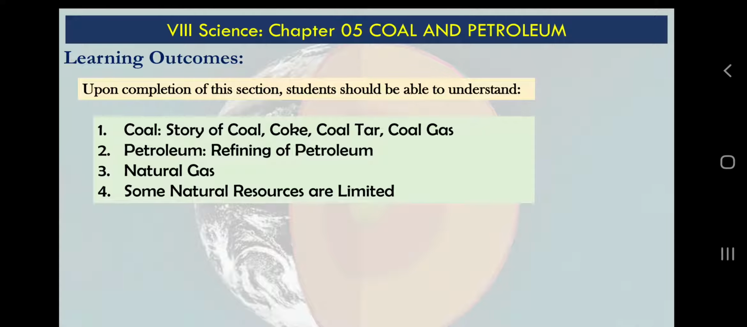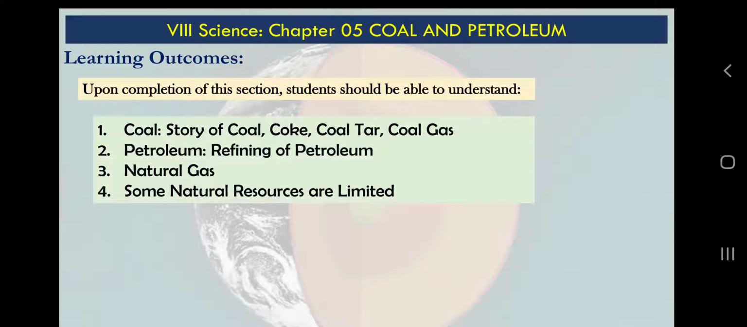Then about petroleum, what do we mean by petroleum, what is the importance of petroleum, and refining of petroleum. Then we will learn about natural gases, and then what is natural gas and what are the uses of natural gas, and then we will learn which natural resources are limited.